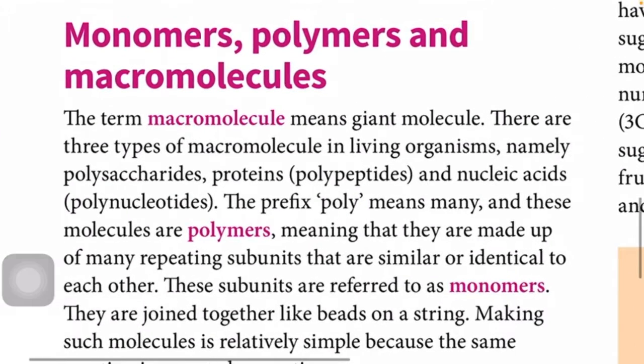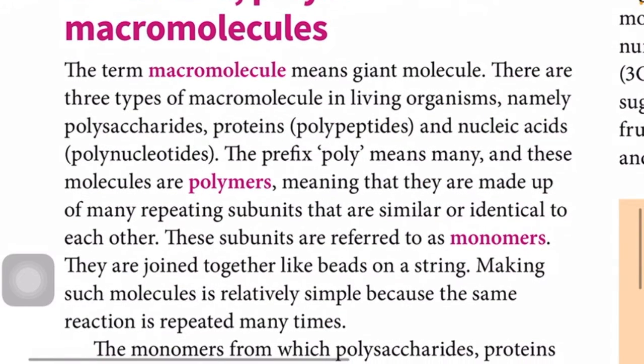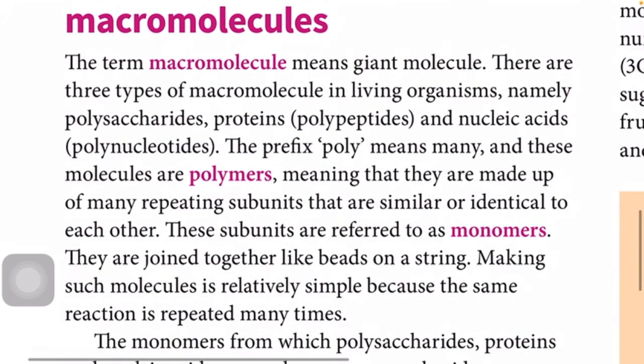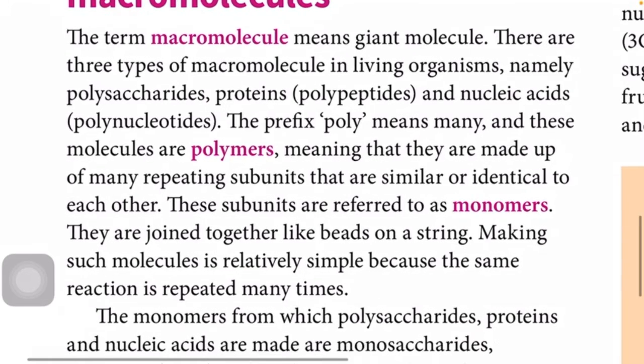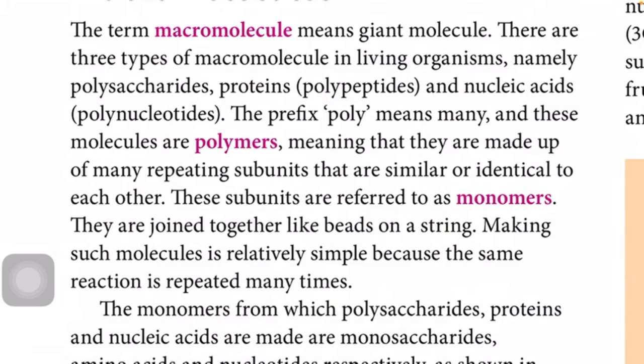Monomers, polymers, and macromolecules. The term macromolecule means giant molecules. There are three types of macromolecules in living organisms, namely polysaccharides, proteins, and nucleic acids. The prefix poly means many, and these molecules are polymers, meaning that they are made up of many repeating subunits that are similar or identical to each other.